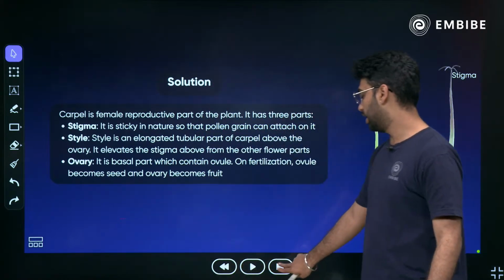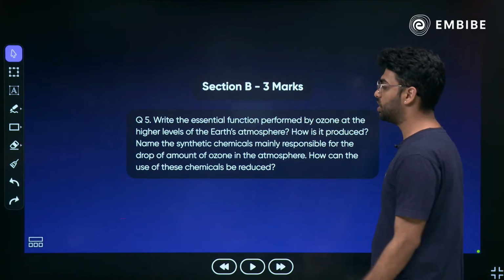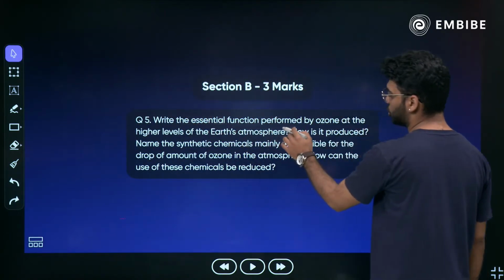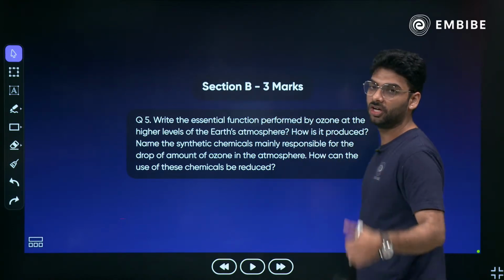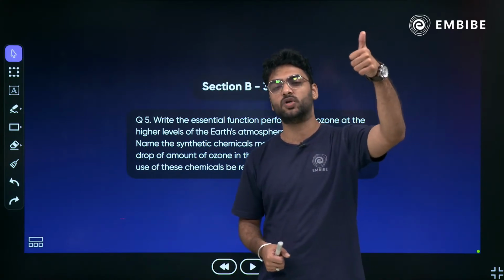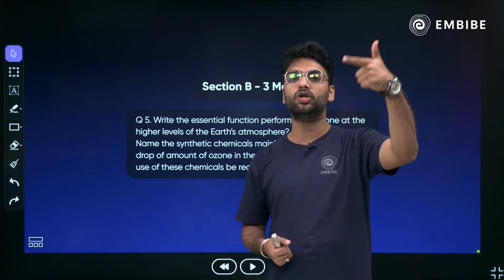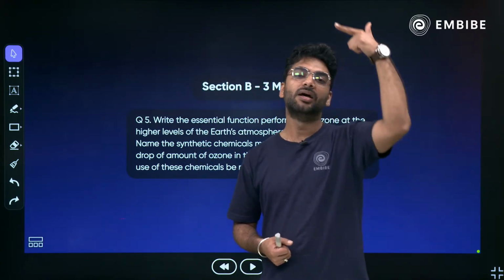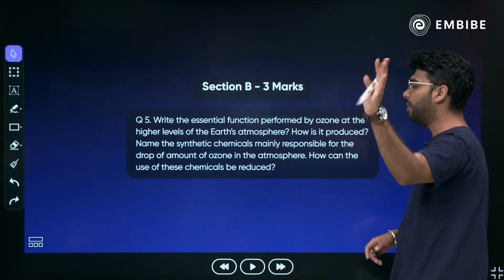Okay, moving on to the next 3-mark question from section B. The question is, write the essential function performed by ozone at the higher levels of the Earth's atmosphere. So here what you will write, you will mention that ozone is present in the stratosphere layer of atmosphere. Its function is to block the harmful UV radiations that come from the sun. 1 mark you have got.